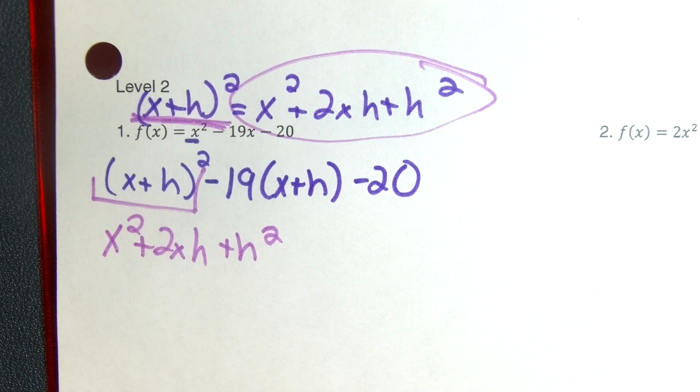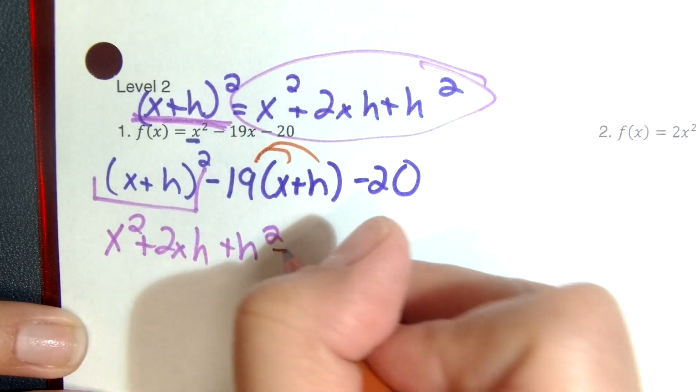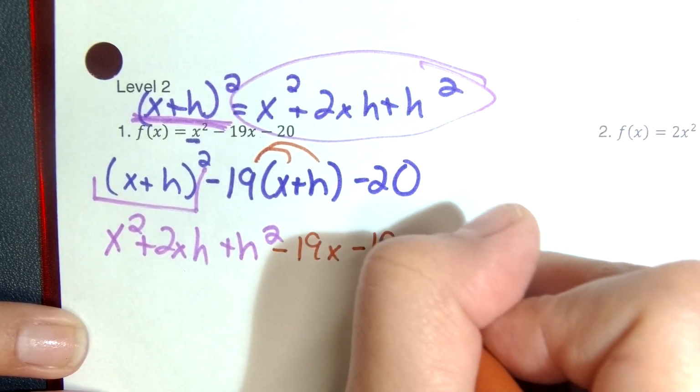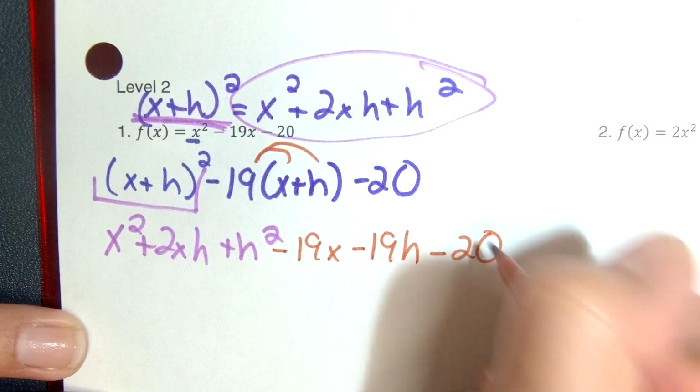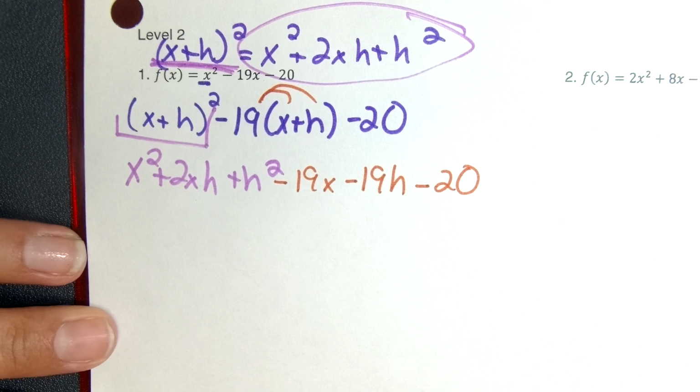Am I done yet? No, Miss Santana, you're not done because you need to distribute negative 19. So that becomes negative 19x minus 19h minus 20. Some of you started to cross out things here, but you can't cross anything out.